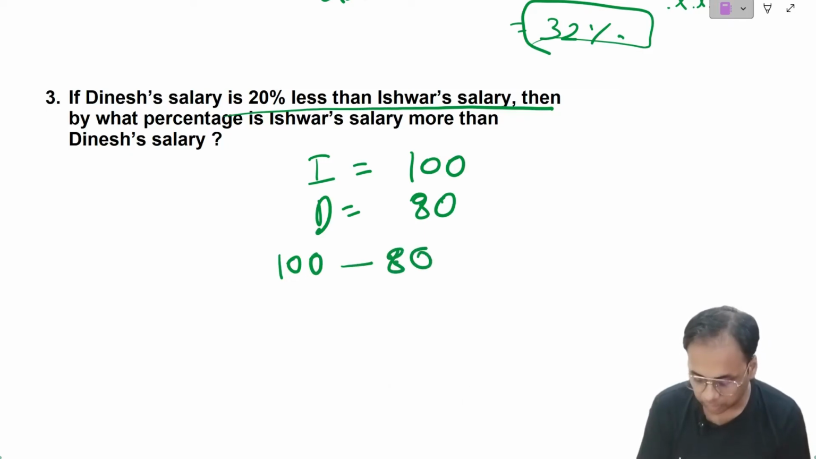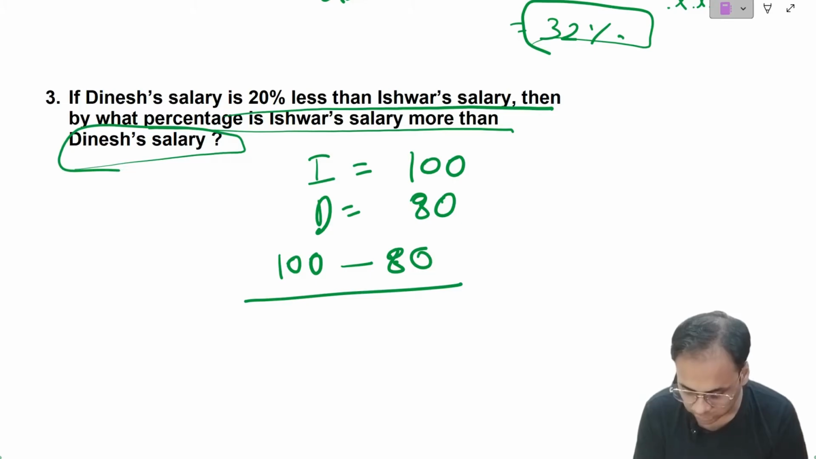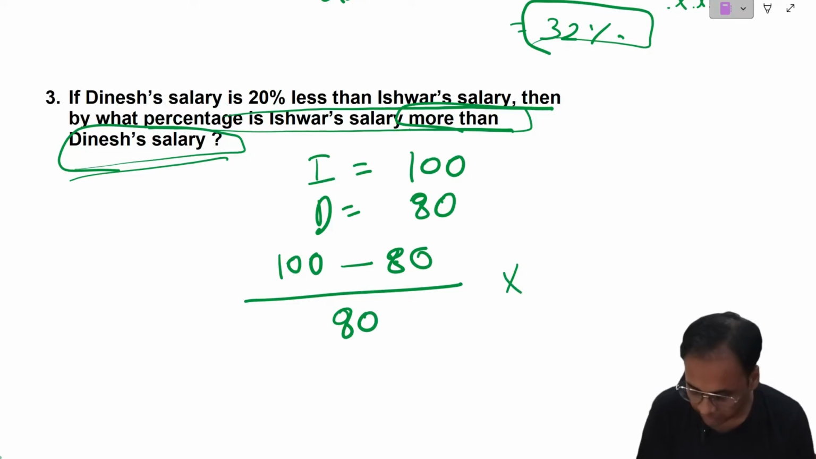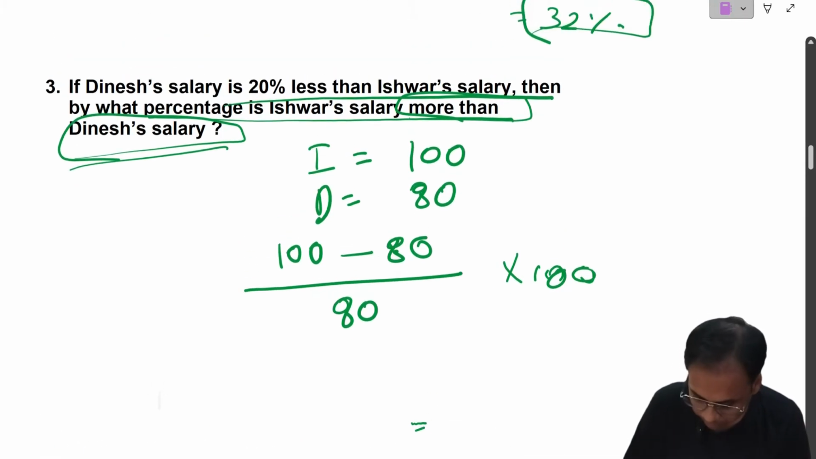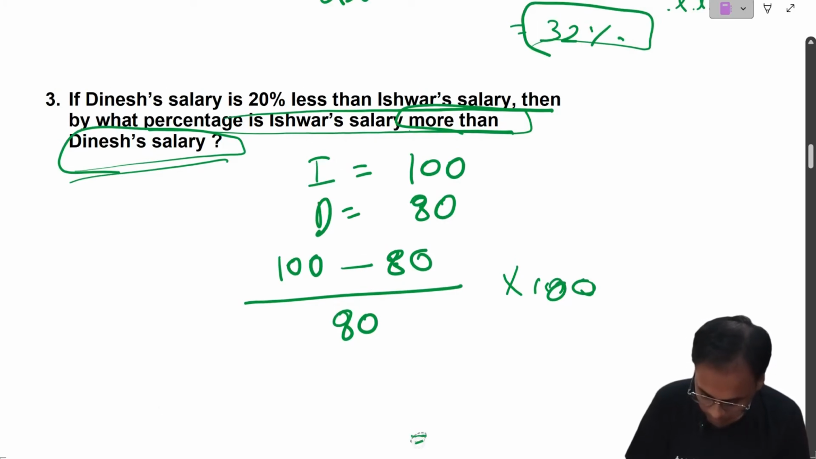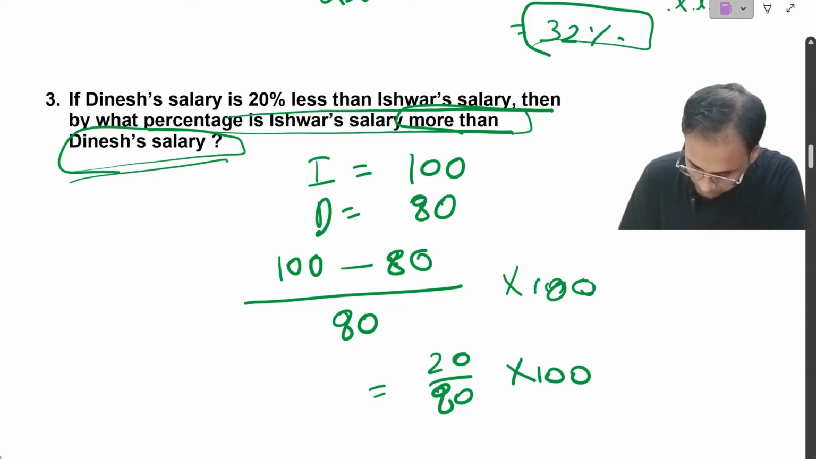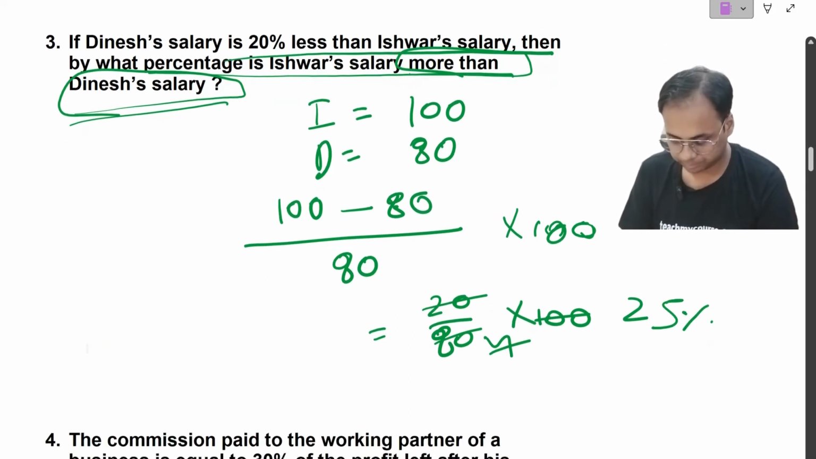100 minus 80 divided by, now what will come in the base? It says how much it is more than Dinesh's salary, so Dinesh's salary will come as the base. What is Dinesh's salary? It is 80. So this is how we do it. It becomes 20 by 80 into 100. So it becomes 25%. So the answer is 25%.